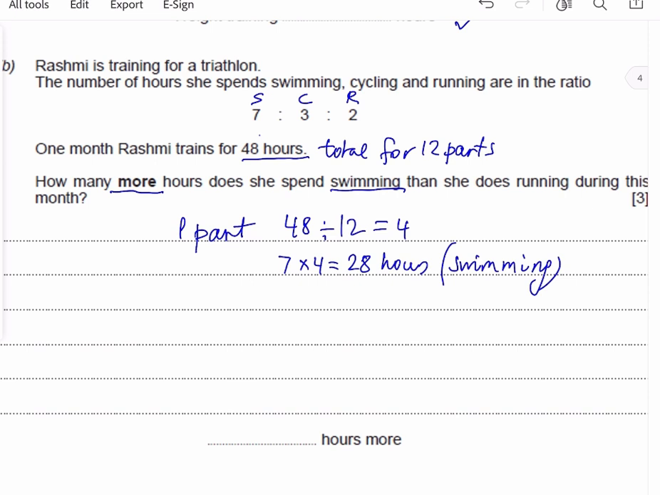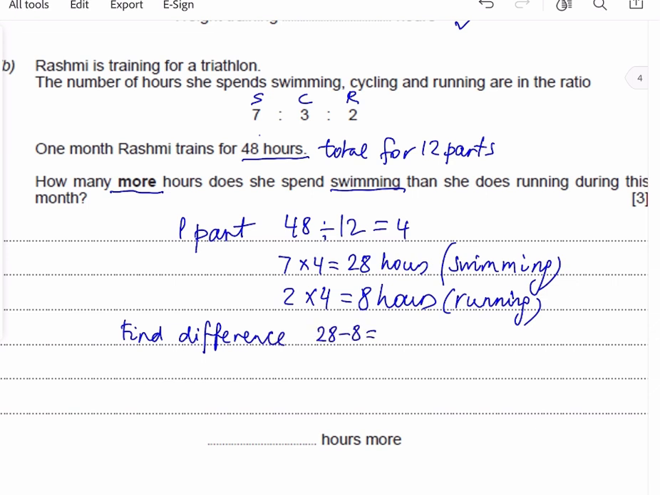And we're going to find running now, multiplying by 2 because there are 2 parts in the ratio for running. So you can see the values now, and we're going to subtract to find how many more does he spend swimming. So when you're finding how many more, that means you're going to subtract, take away, and that is 20 hours.